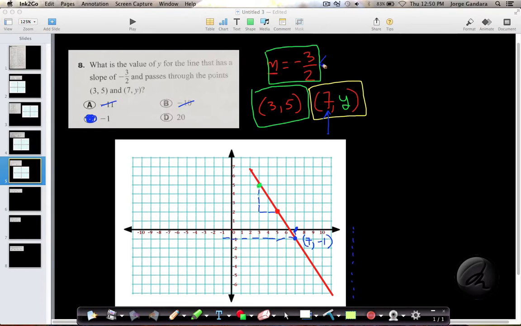So here's a slope, and then here's a point that it gave me, and I used the information that it gave me to draw a line. Then I used that line to plot this point and estimate where that mysterious y value will be. And the only one that made sense is negative 1.